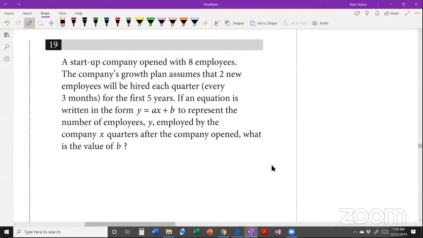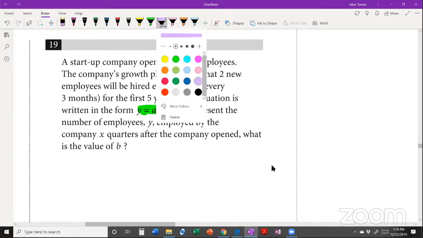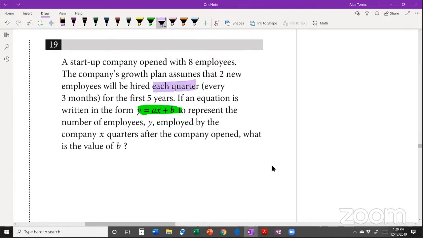An amazing question in terms of how much more complicated this looks than what it really is. It's a linear y equals mx plus b. And the unit they're talking about is each quarter year. So x is the number of quarter years. It's just inherently confusing. But they're doing 2 new employees every quarter year.